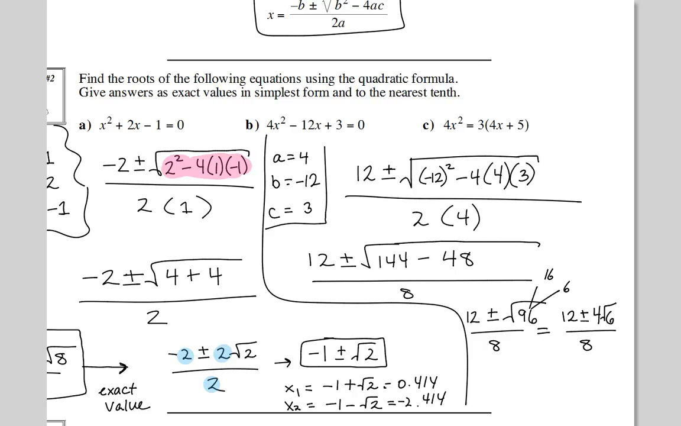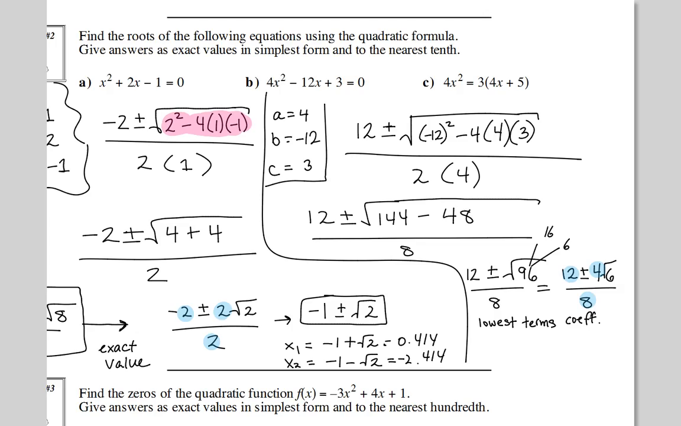Now you're talking about lowest terms on the coefficients only. It's just like a lowest terms fraction, like 2/4 is a half. So lowest terms on those coefficients. So what does 12, 4, and 8 all divide by? 4. So we can divide all those by 4, and you get 3 plus or minus root 6 over 2.